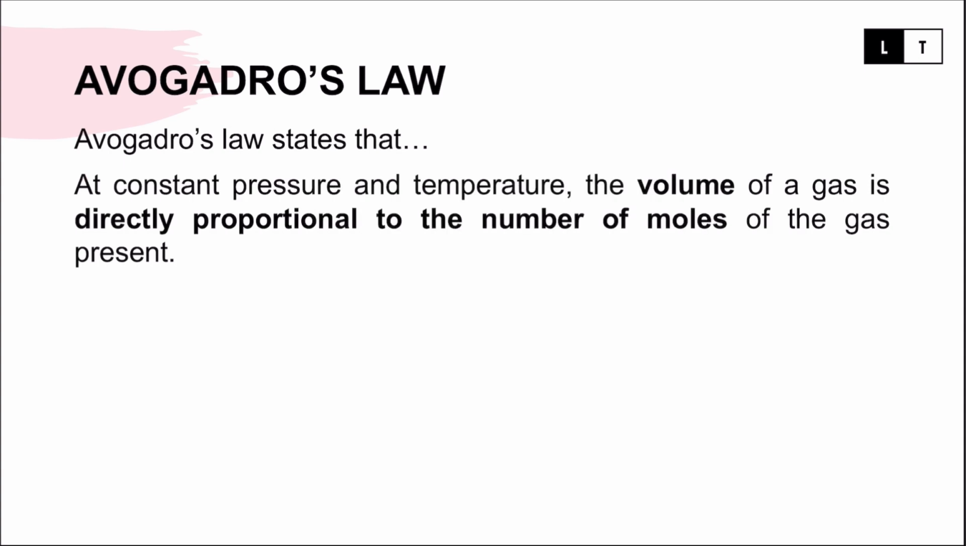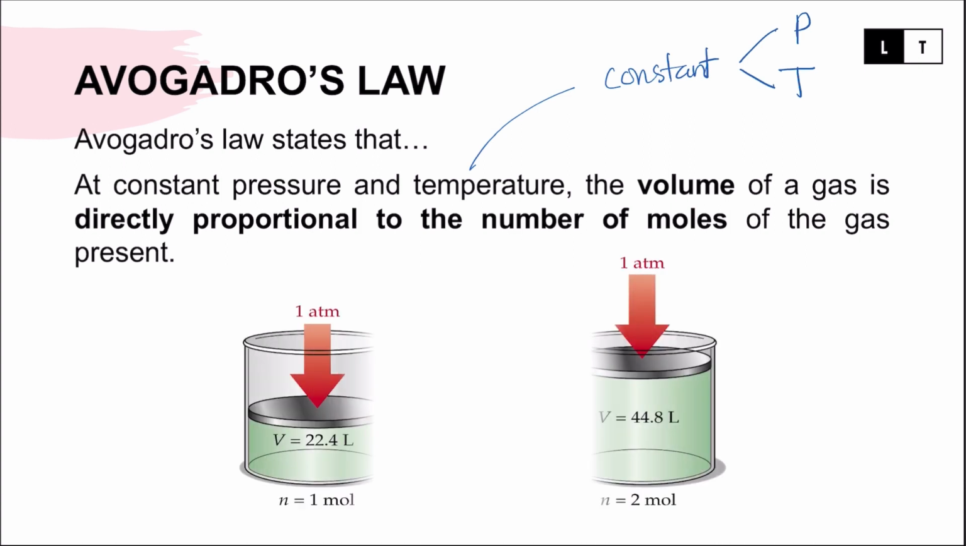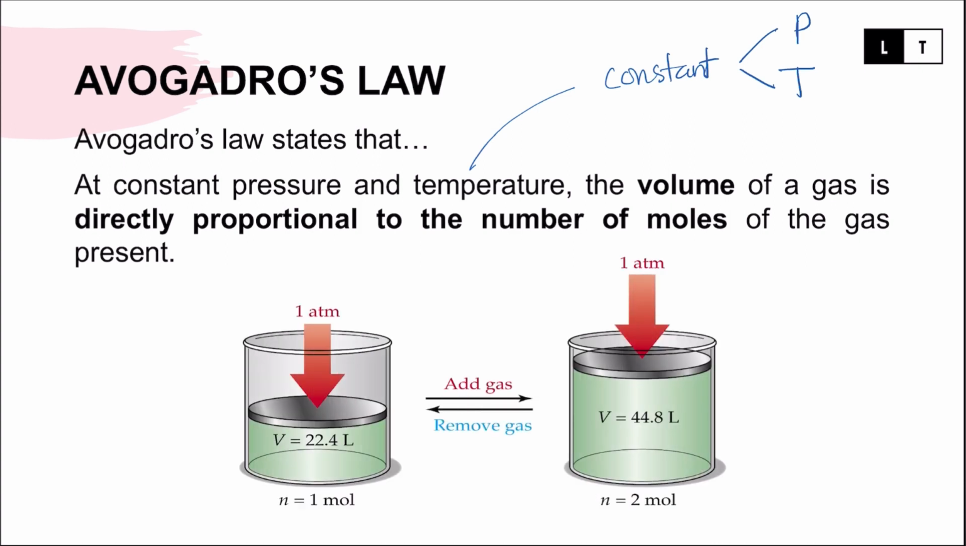Next, we go for Avogadro's law. So Avogadro's law states that at constant pressure and temperature, so dalam kes ini, yang constant adalah dua parameters, pressure and temperature. The volume of a gas is directly proportional to the number of moles of the gas present. So contohnya, saya ada pressure yang constant dan temperature yang constant. Apabila saya apply the pressure at 1 atm, so maknanya sama, I can see that the number of mole change based on the volume.